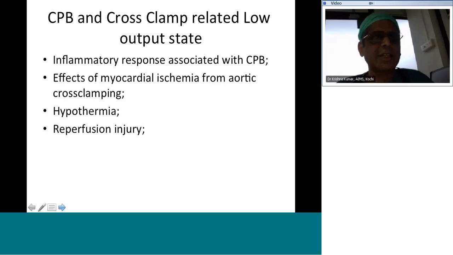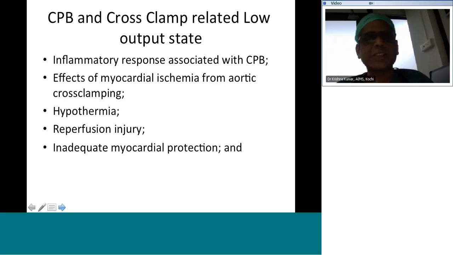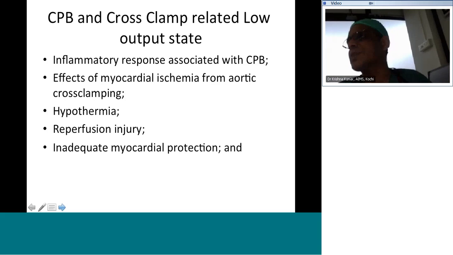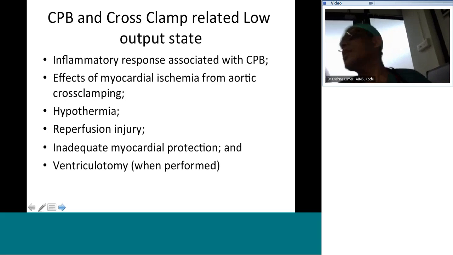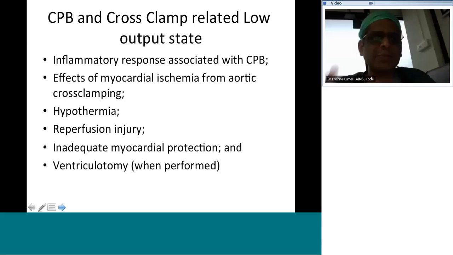And then comes inadequate myocardial protection. If there is incredible left ventricular or right ventricular hypertrophy, your cardioplegia may not reach all layers of myocardium. So that's another important area. And when you do a ventriculotomy, just by the fact that you do a ventriculotomy, you can result in ventricular dysfunction. A right ventriculotomy can result in a left ventricular dysfunction because the fibers are shared. So you have multiple bases for a post-CPB related low output state.